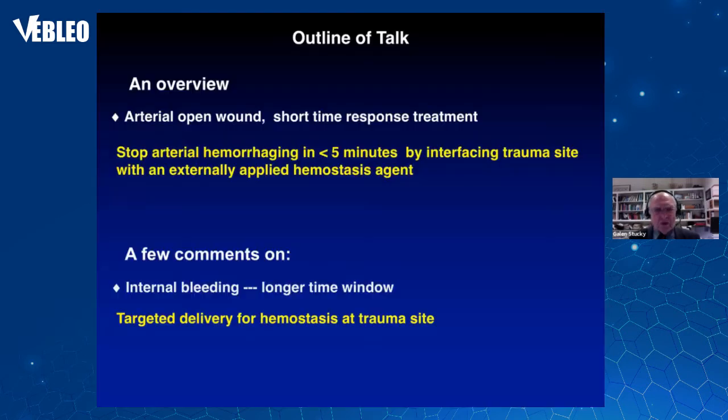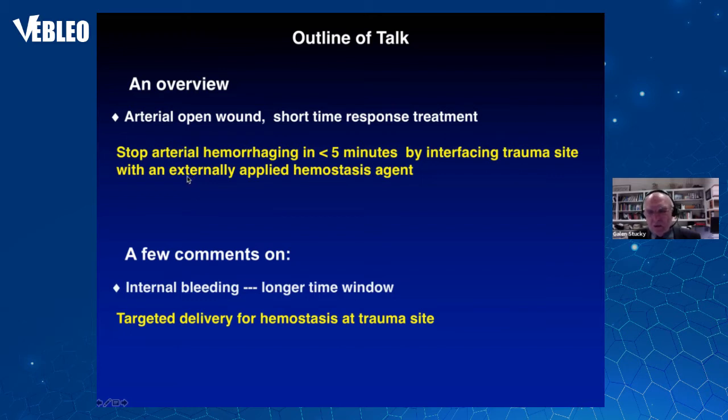In the 35 minutes that I have, I want to give you a brief overview on arterial open wound and short time response treatment. The goal there is to stop arterial hemorrhaging in less than 5 minutes by interfacing the trauma site with an externally applied hemostasis agent, which, as you'll see, is a nanostructured agent initially and then also at the end. And then I want to make a few comments on internal bleeding.